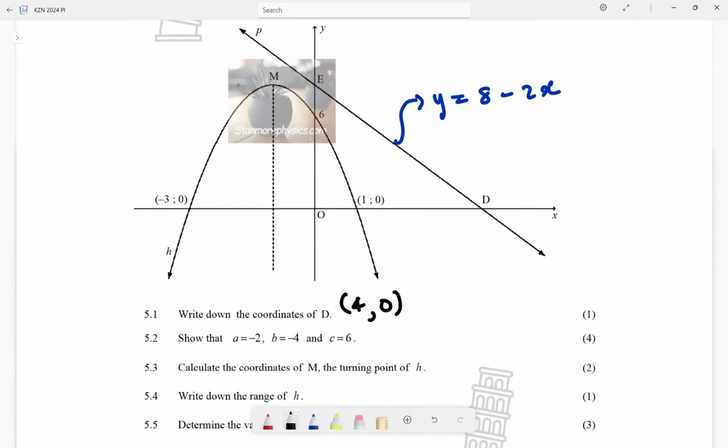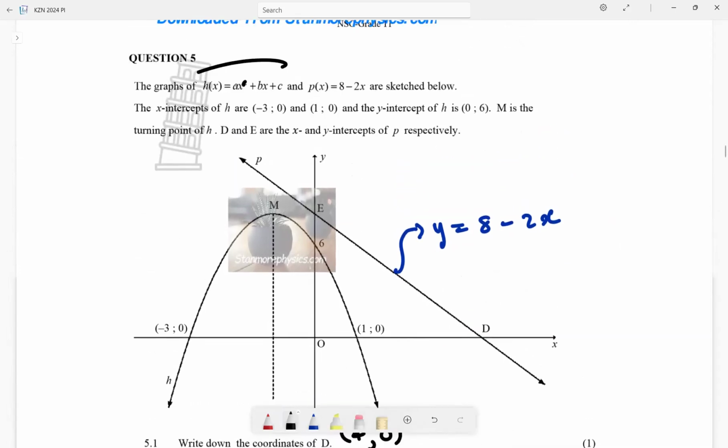Okay. Show that a, b, and c are those numbers respectively. Show that a, b, and c are those.